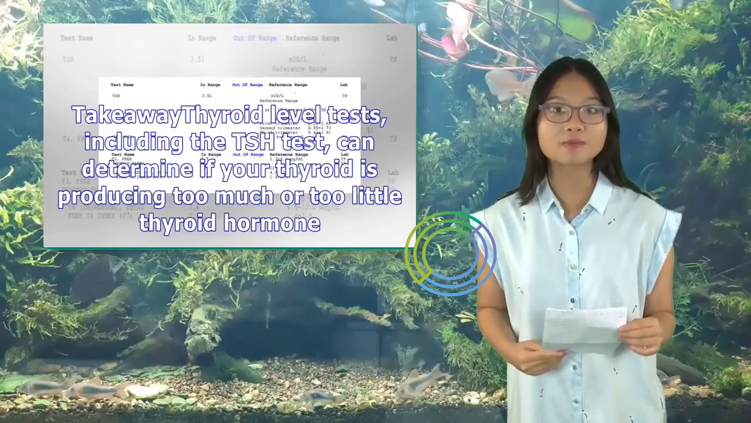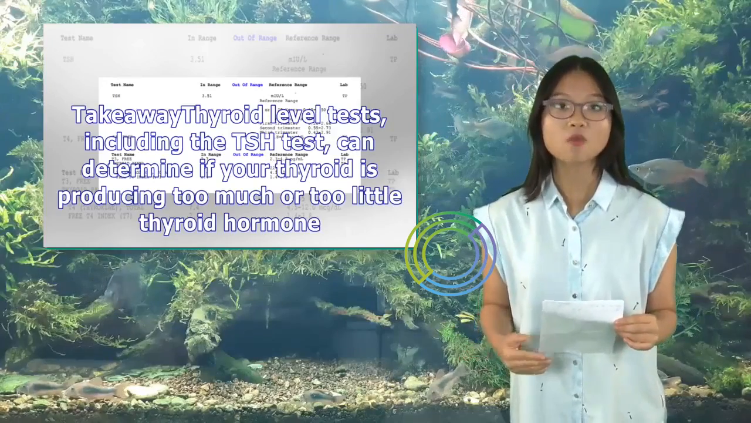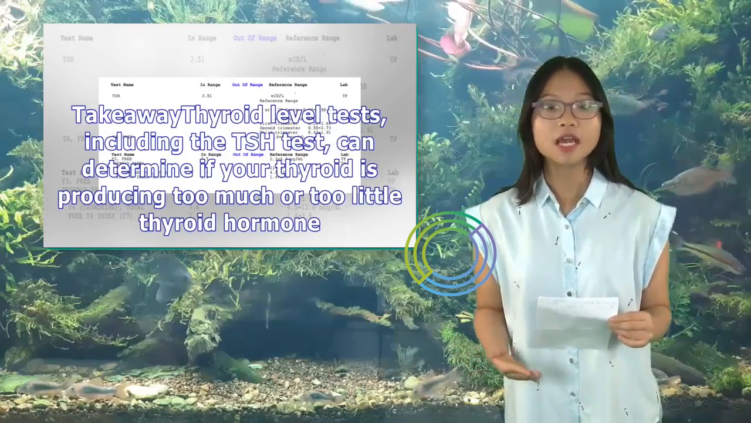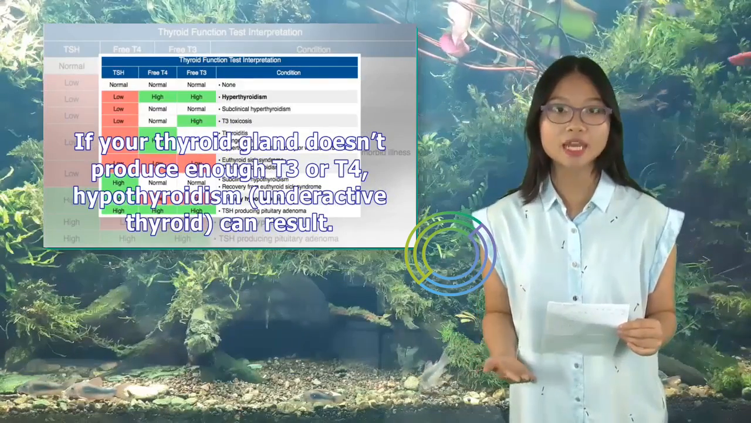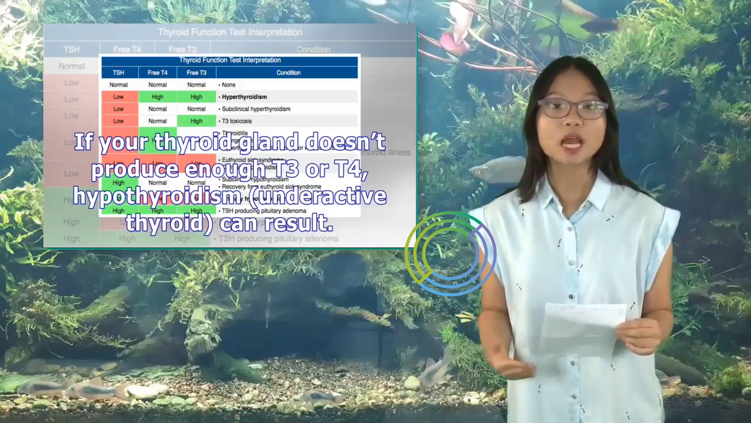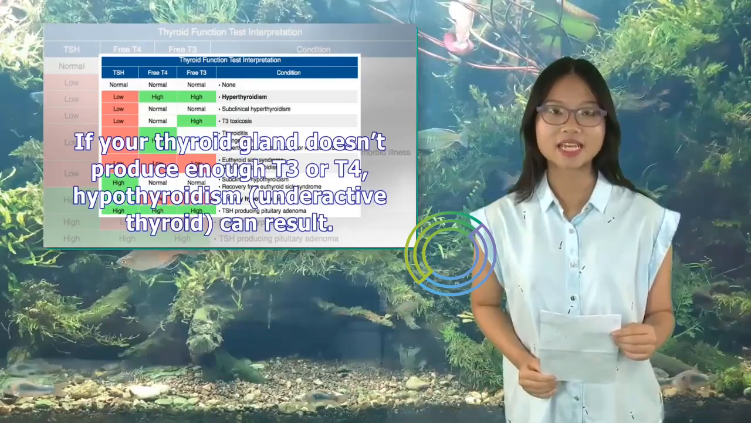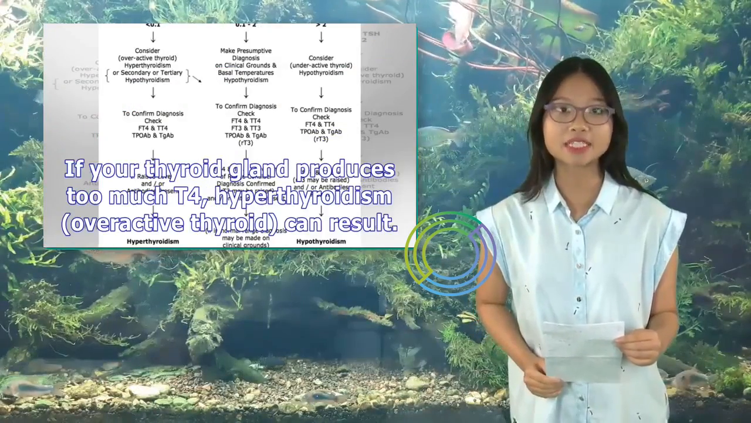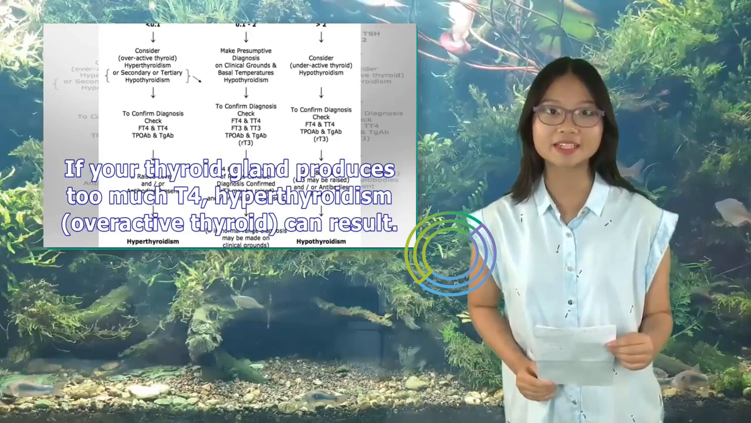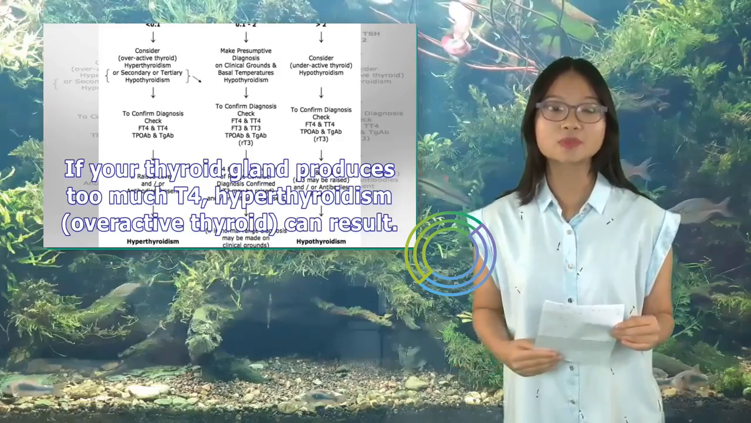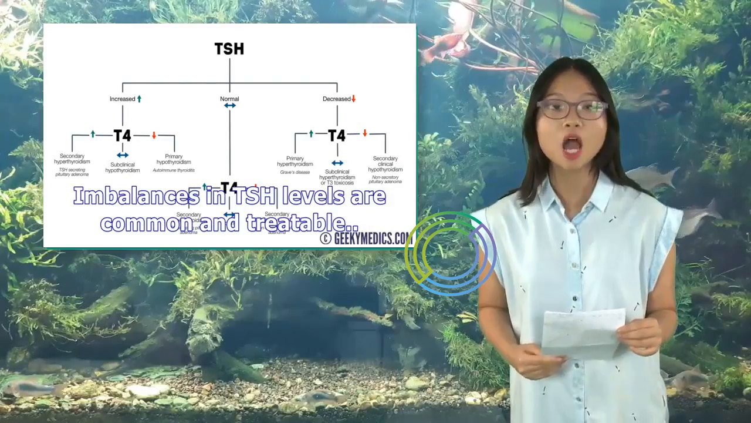Takeaway. Thyroid level tests, including the TSH test, can determine if your thyroid is producing too much or too little thyroid hormone. If your thyroid gland doesn't produce enough T3 or T4, hypothyroidism, underactive thyroid, can result. If your thyroid gland produces too much T4, hyperthyroidism, overactive thyroid, can result. Imbalances in TSH levels are common and treatable.